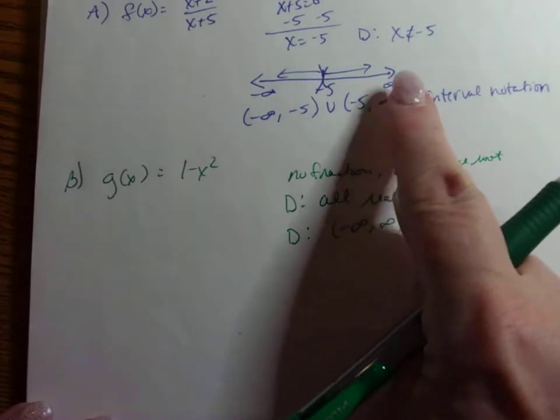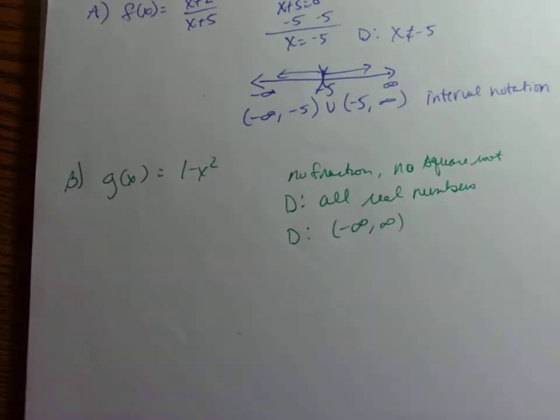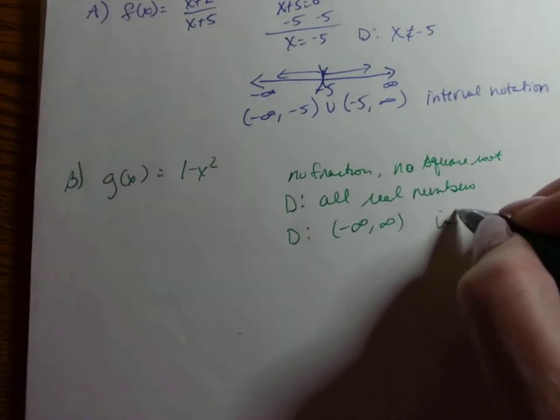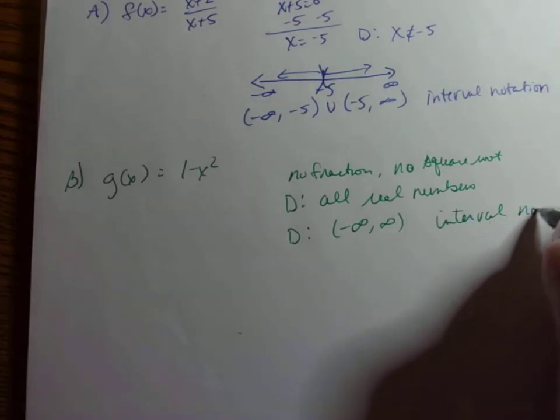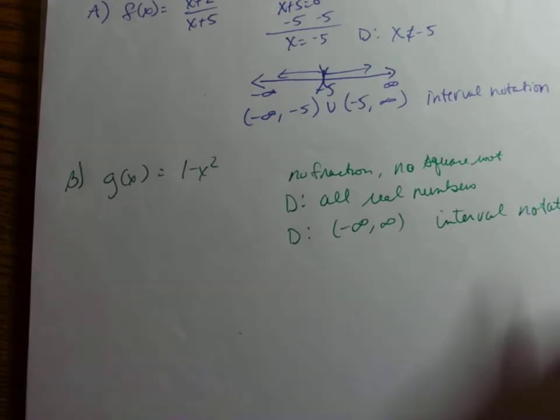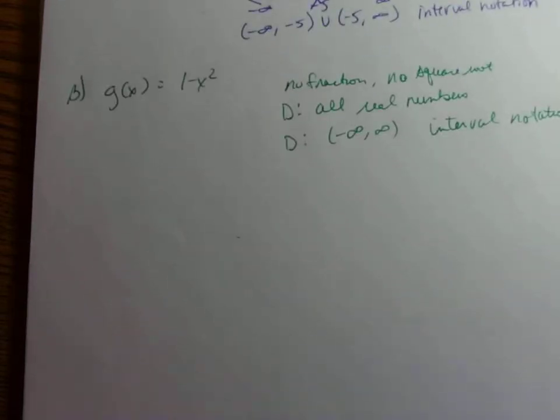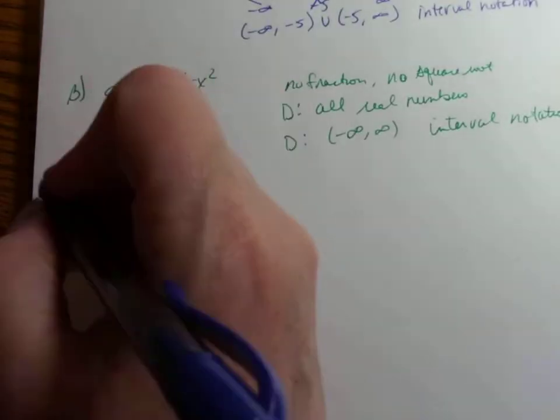Now, when you're doing these, you don't necessarily have to graph them, but sometimes it's easier to see what it is. And again, this is going to be interval notation, just so you understand what that is. All right, let's go look at part C.